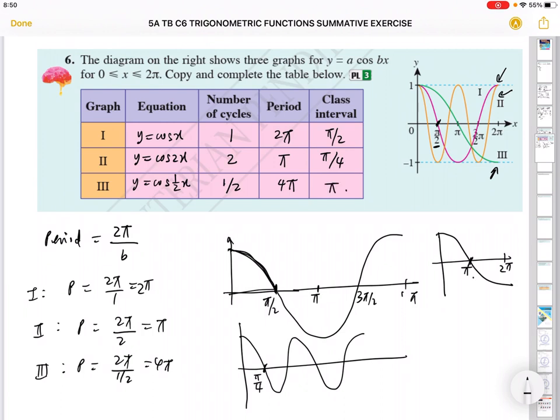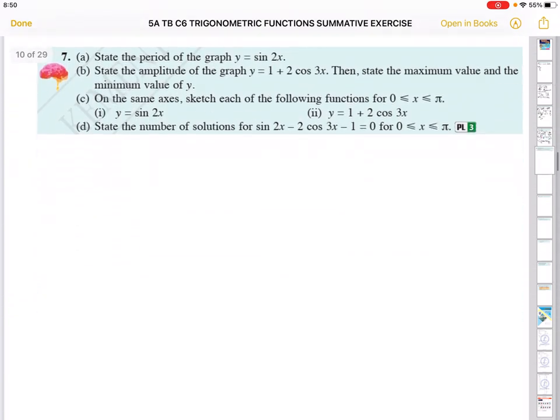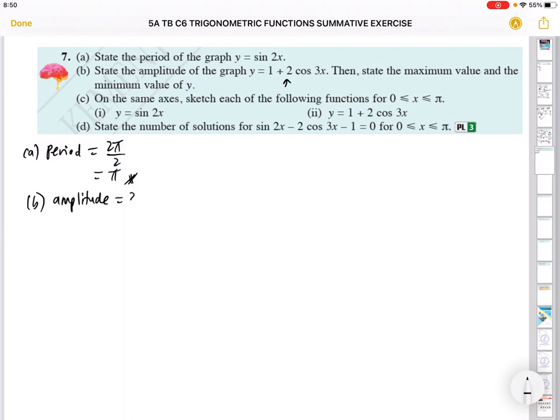Okay, moving on to question number 7. State the period of the graph. The graph is y equals sine 2x. So now your period is 2 pi divided by 2, which is just pi. No problem. Okay, B, state the amplitude of the graph. For the graph 1 plus 2 cos 3x, your amplitude is just 2. Okay, easy.